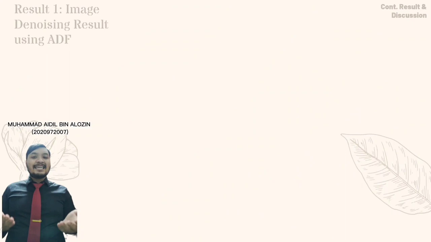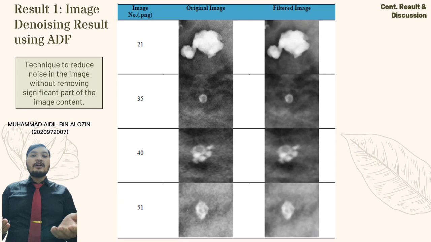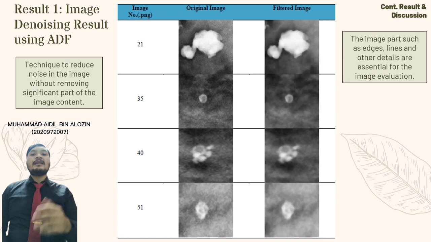First result is the image denoising using ADF. This result showed that the noise has been reduced without removing significant characteristics of the image. The image characteristics such as line and edge details are maintained. It also showed that the ADF method can perfectly filter the different shapes of the tumor.